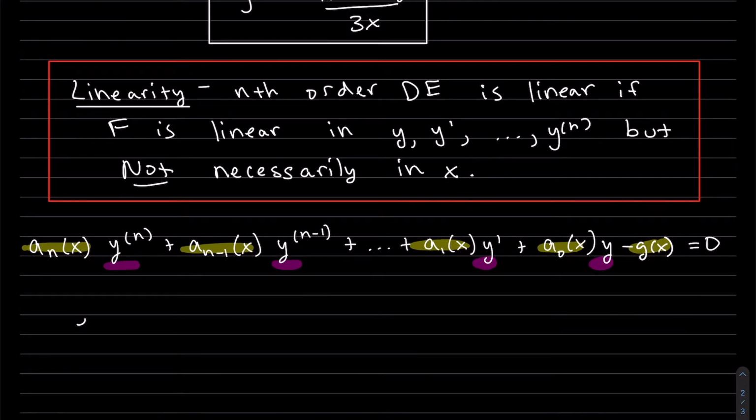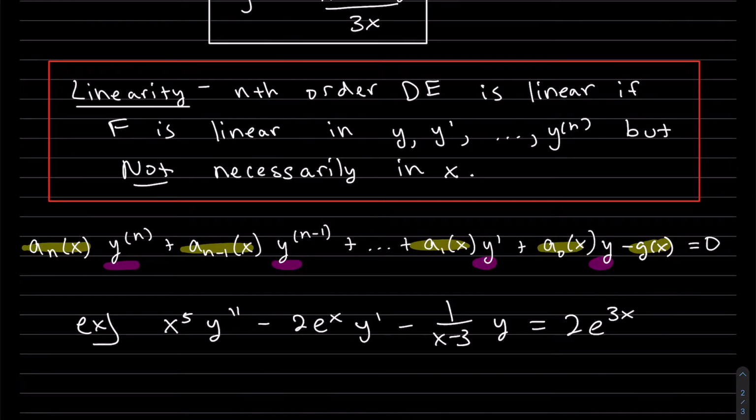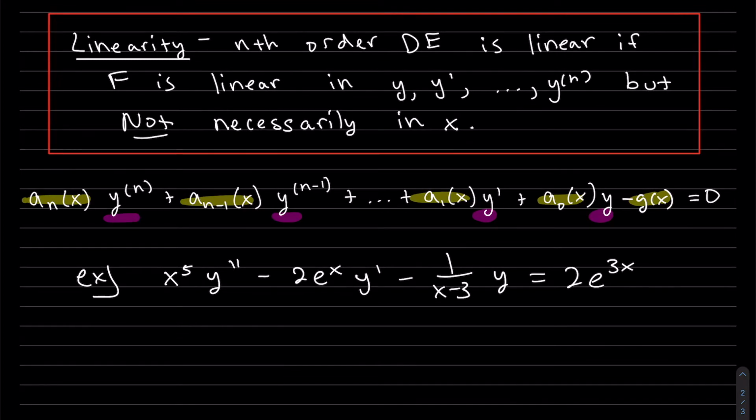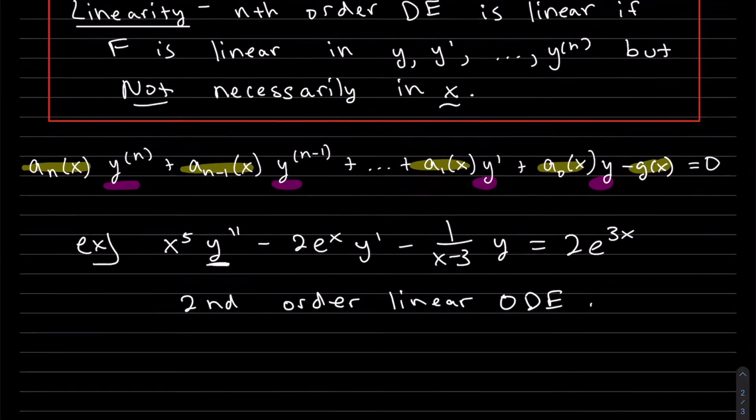Let's look at an example. So here's an example, and I went a little crazy here, threw in some powers and exponentials and rationals as coefficients, just so you can see when it's the x variable, it doesn't have to be linear. Again, this is a second order, this is the highest derivative, so this is a second order linear ODE, ordinary differential equation.